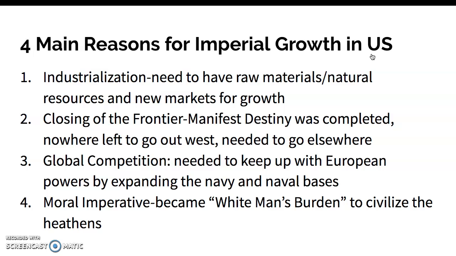Number three, global competition. Pretty much this is the country's excuse that everybody else is doing it, so we should do it as well. We wanted to keep up with Europe. We wanted to show everybody, hey, who's the man? It's us. Part of the way we did this was by expanding our Navy and naval bases around the world.